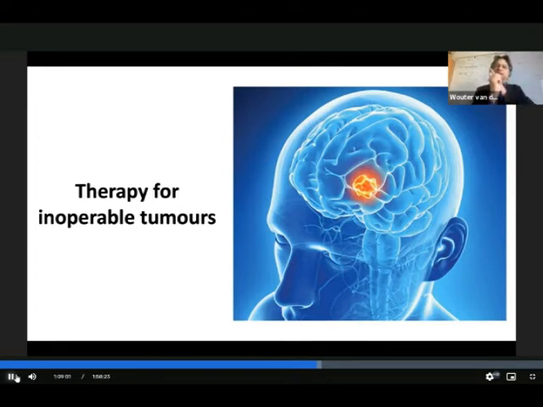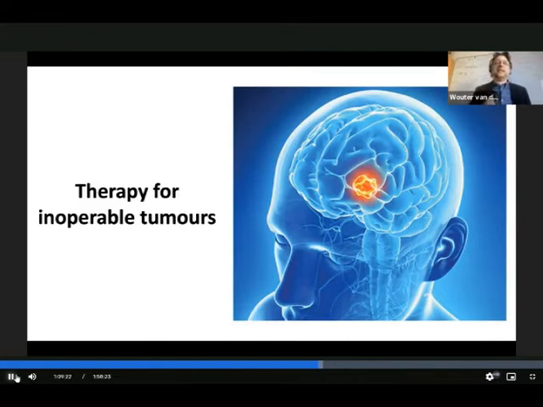Treatment one is to operate the tumor away. But sometimes it is not possible. For example, if the tumor is spread out in many different places, or if the tumor is in a place that is too hard to reach, for example, in the middle of the brain, it can be too dangerous to operate. Option number two is to give radiation, but radiation has a lot of side effects.